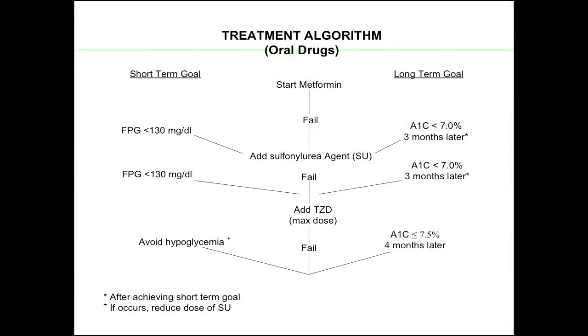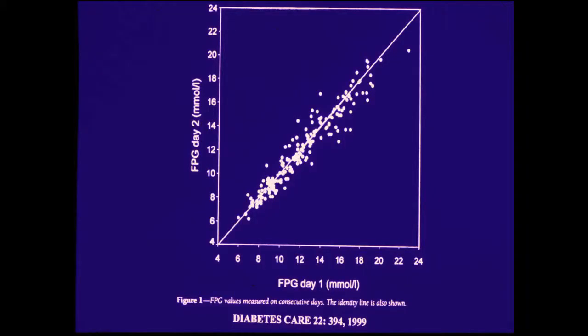So let me turn now to what we can use in the county and what we use at Martin Luther King. We start out with metformin, like it's recommended, and our first goal is to get the fasting glucose down under 130. Now, in a patient who is not taking insulin, that's a good marker because the fasting glucose is relatively stable. And this is the relationship between fasting glucoses on day 1 and the next day, and you can see a very tight relationship.